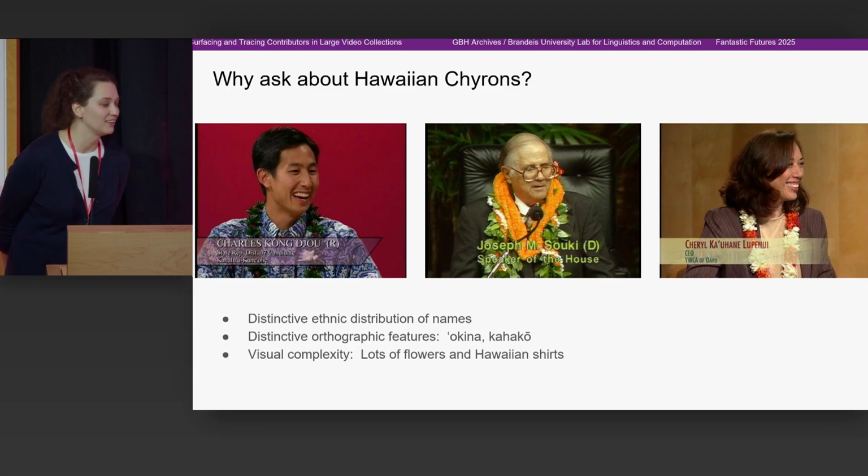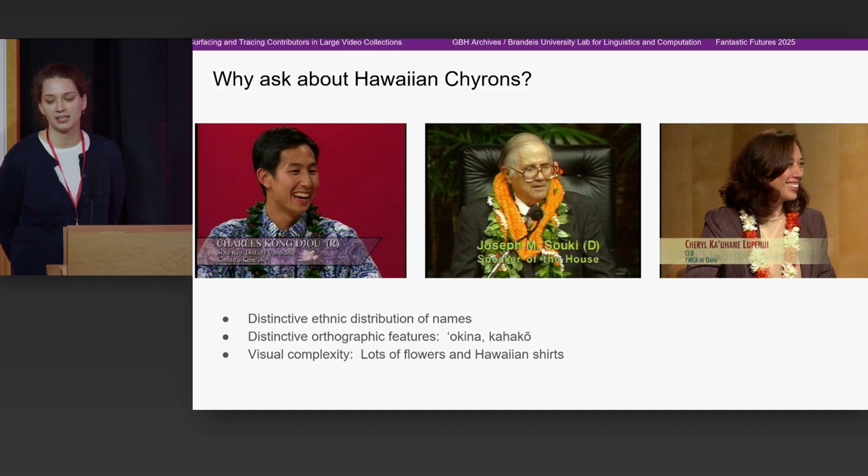Our initial hypothesis was that we may see issues due to a different ethnic distribution of names, so that the Hawaiian chyrons would have traditional Hawaiian or Polynesian, Japanese names that differ from the names that we see in lower 48 chyrons. And that additionally, different orthographic features might present difficulties. In Hawaiian, they use the okina and kahako, which might not appear often in the training data for these types of models.